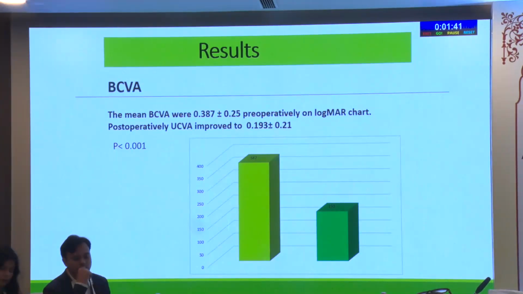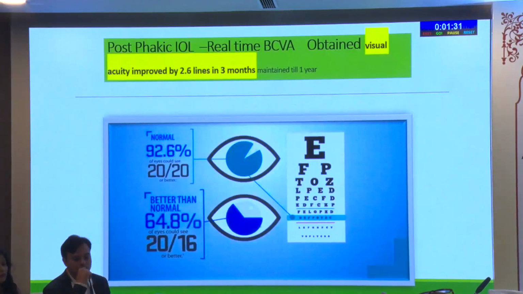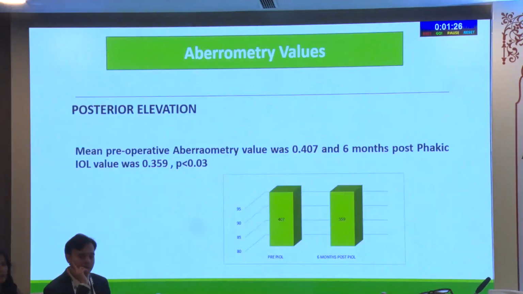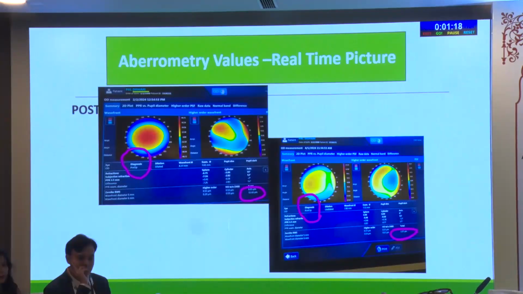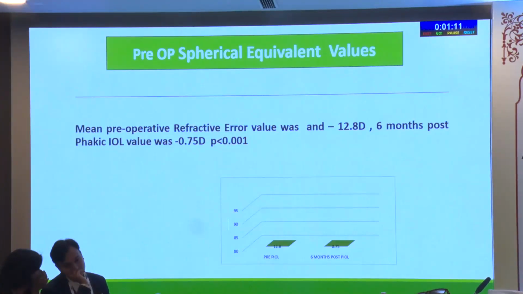Even in logMAR value, when we compare the post-operative UCVA value with the RGP pre-operative value, that is also statistically significant. In real time we observed a minimum of 2.6 to 3 line improvement in each of the patients. The aberrometry value also showed a significant reduction, indicating that not only the quantity but also the quality of vision is improved. This is a real time picture of the aberrometry value. And this is the mean spherical equivalent of the patients, which was statistically significant post-operatively.